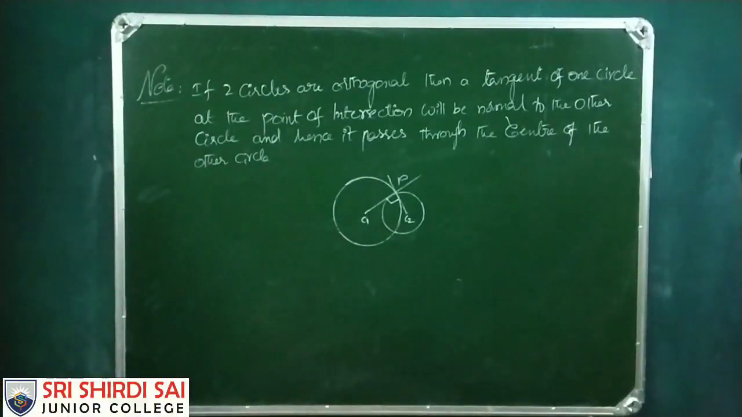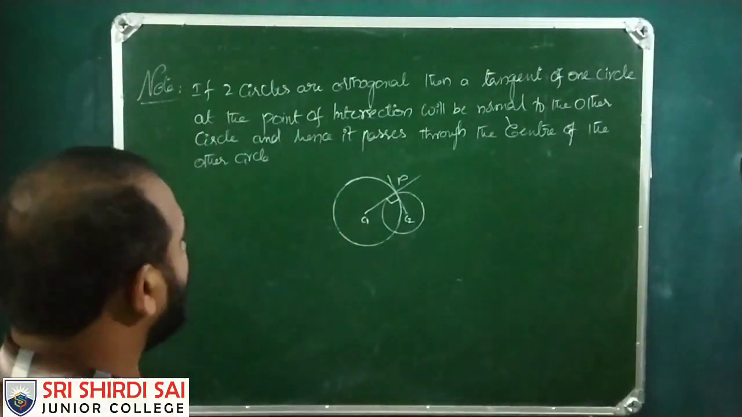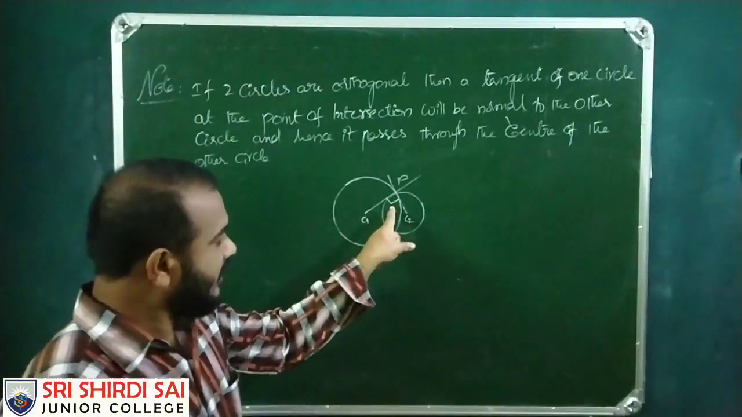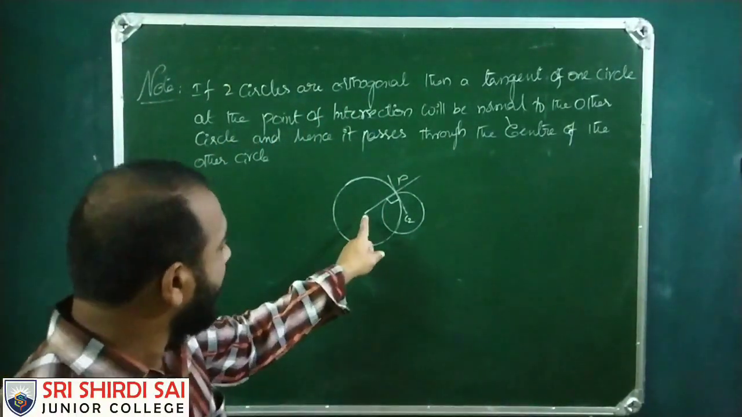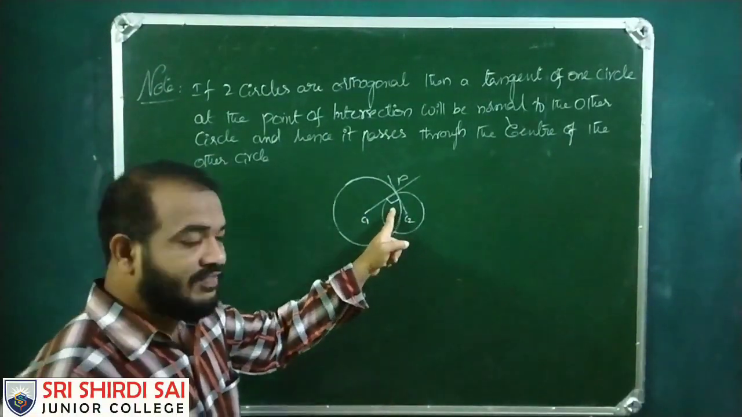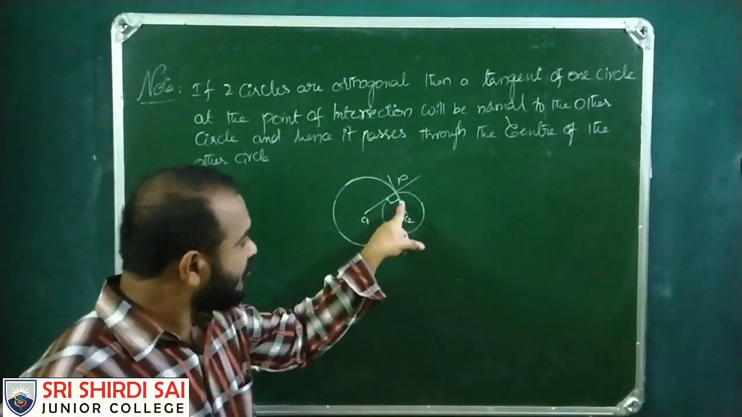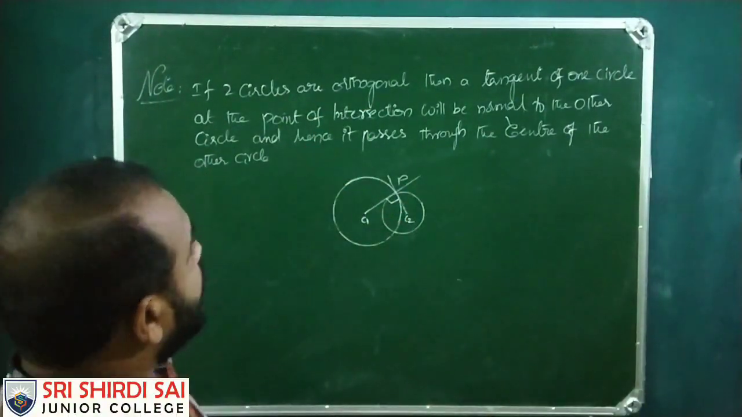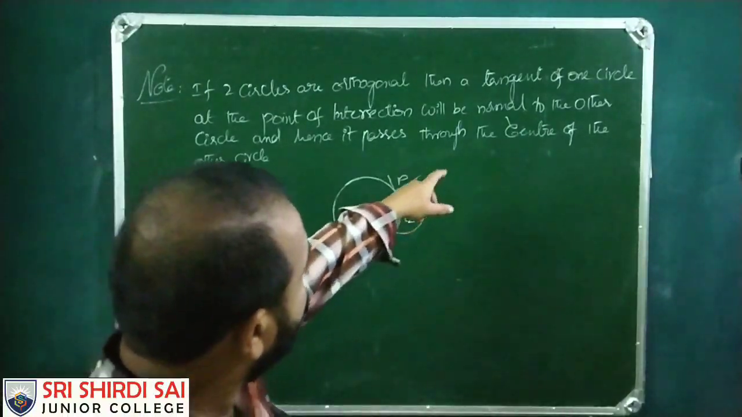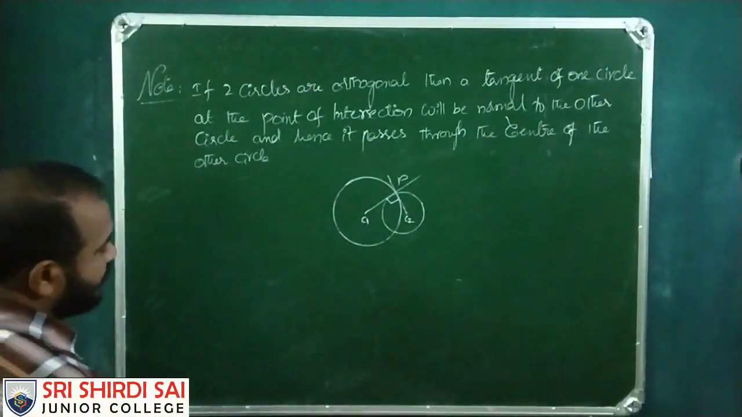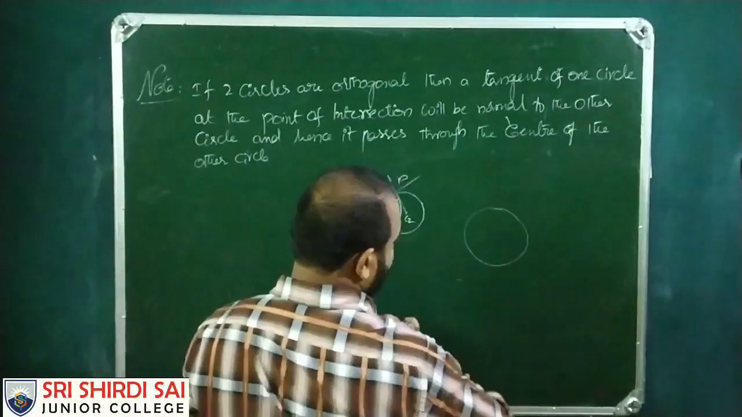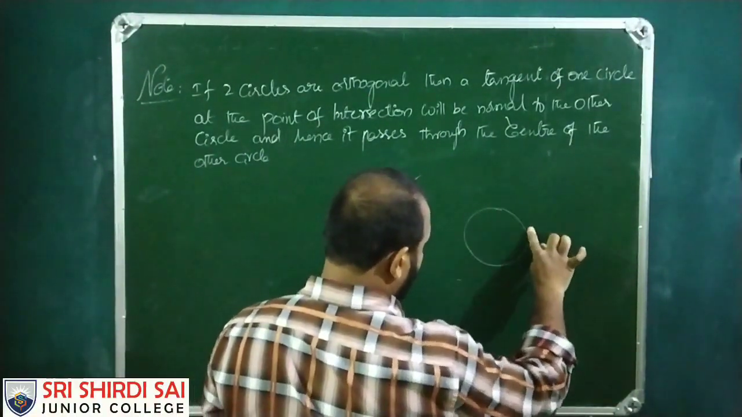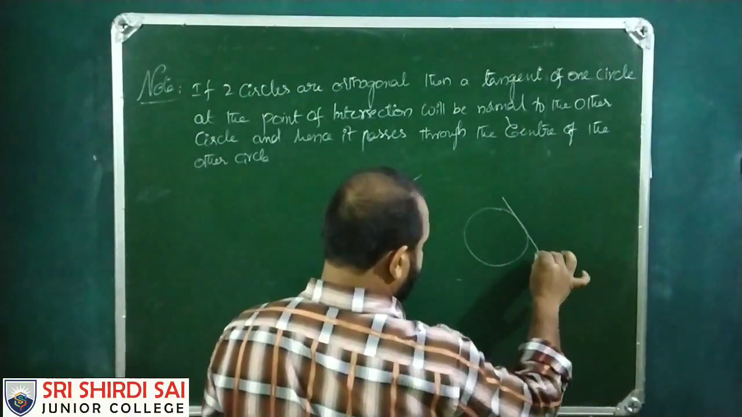So we have a special note if the two circles are orthogonal. If two circles are orthogonal, that means cutting at 90 degrees, the angle between them is 90 degrees, equal to the angle between the tangents at the point of intersection. So if two circles are orthogonal, the tangent of one circle at the point of intersection will be normal to the other circle. One circle is like this. This is the tangent at point P, for example.